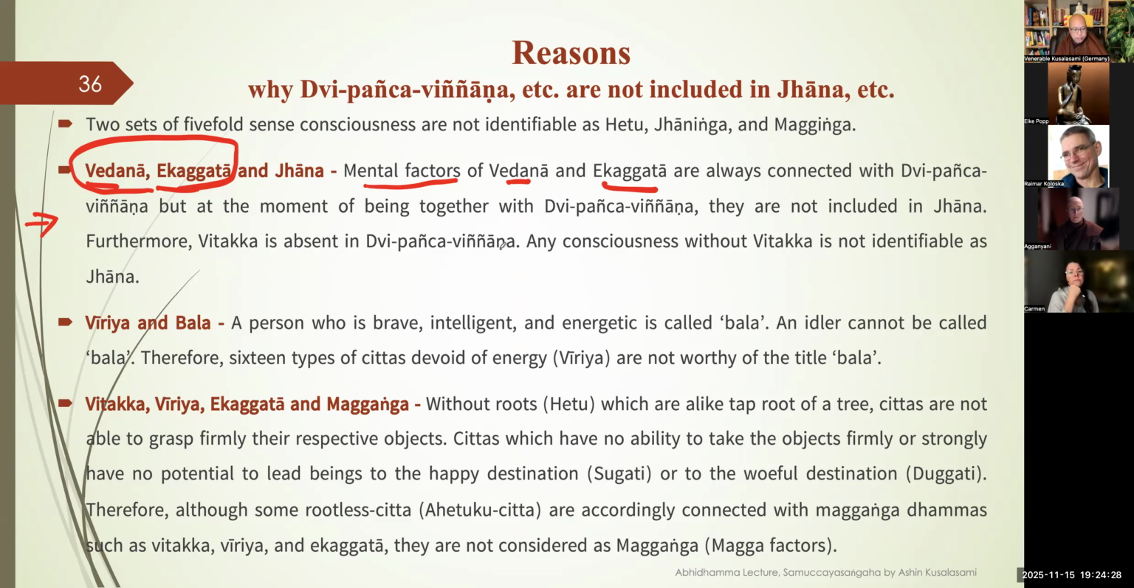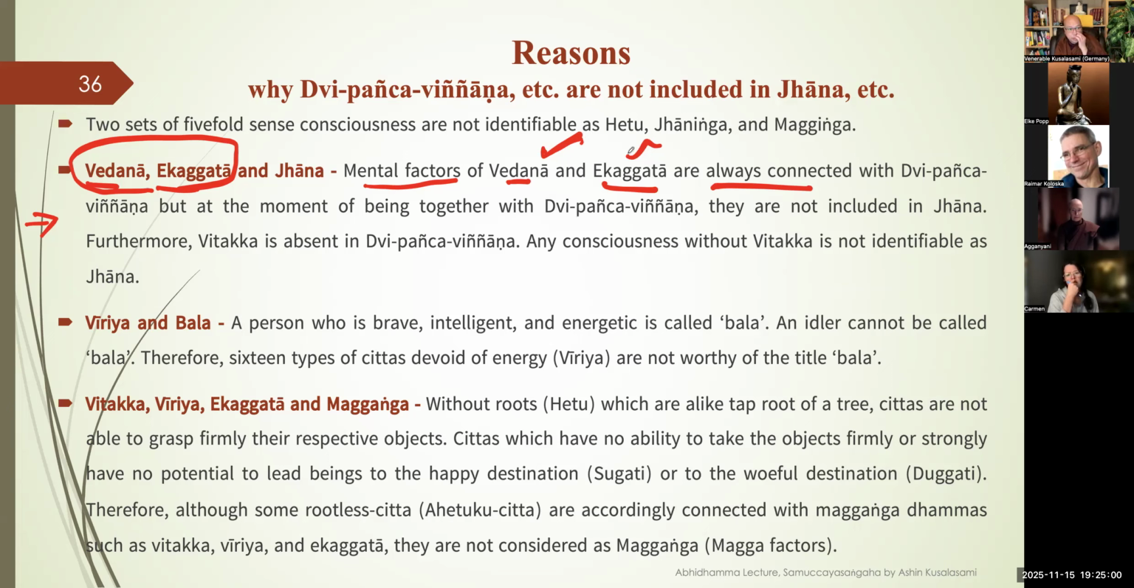Okay, so that's clear. Vedana and Sanna are connected with all kinds of citta. So that's why, for Dvipancavinnana, we don't need to say more about that. Dvipancavinnana is always connected. Okay, that is the first statement. But at the moment of being together, Vedana is accompanied by the Dvipancavinnana.